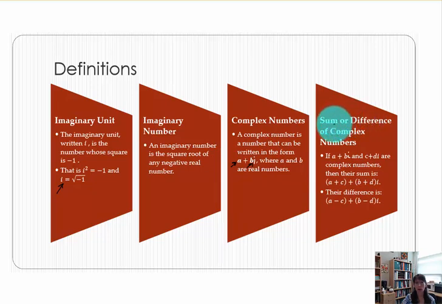We're going to work with the sum or difference of complex numbers today. So if you have a plus bi and another complex number, c plus di, you can join those terms according to what the like terms in those are. So since a and c are the real number portions, we can join a and c as one quantity and then combine the imaginary terms, b plus d, multiplied by the imaginary i.